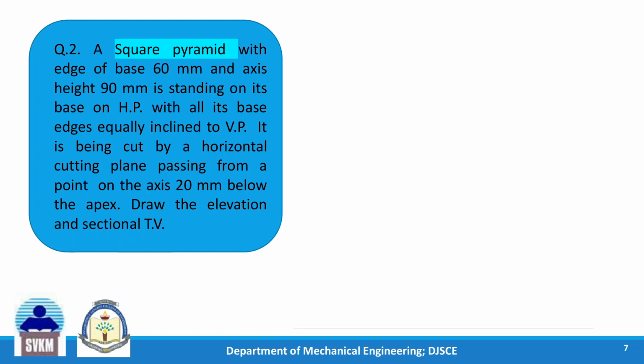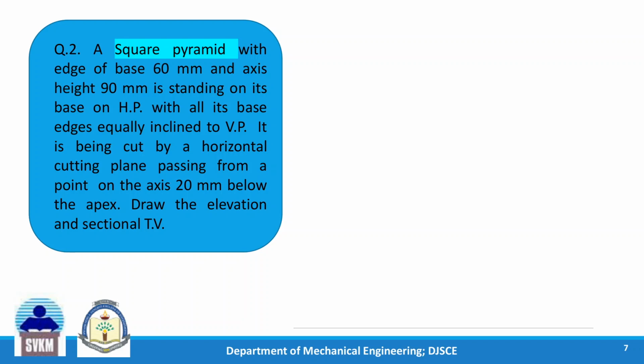Now this looks almost similar to the previous sum. It is a square pyramid, edge of base 60, axis height 90, standing on its base on HP. This much is similar. Now here the difference is there. With all its base edges equally inclined to VP. Now all the base edges are equally inclined to VP, so they will make a 45-degree angle with the XY line. It is being cut, then the cutting plane is again horizontal and it will pass through 20 mm below the apex, on the axis.